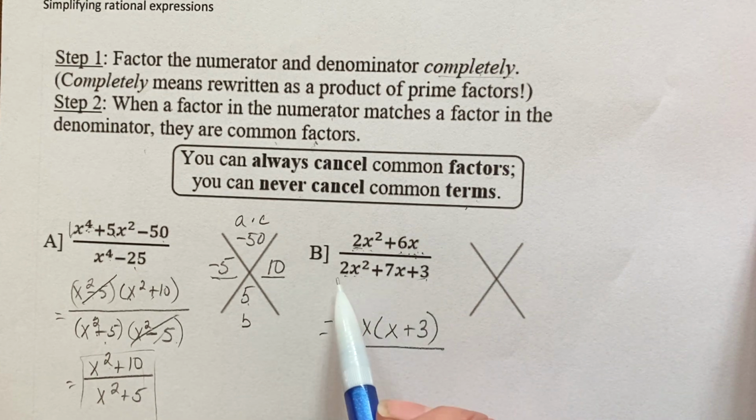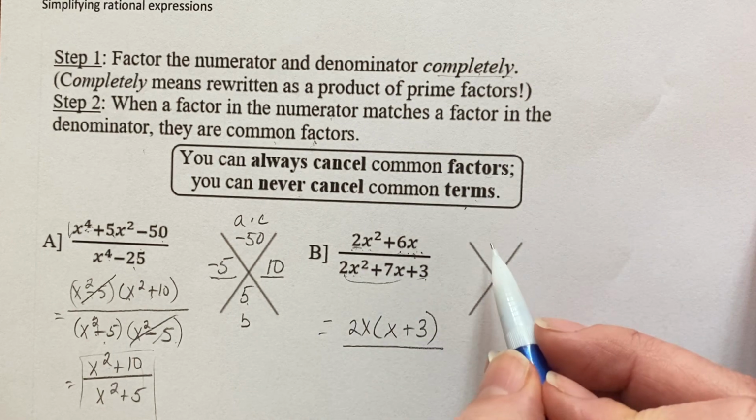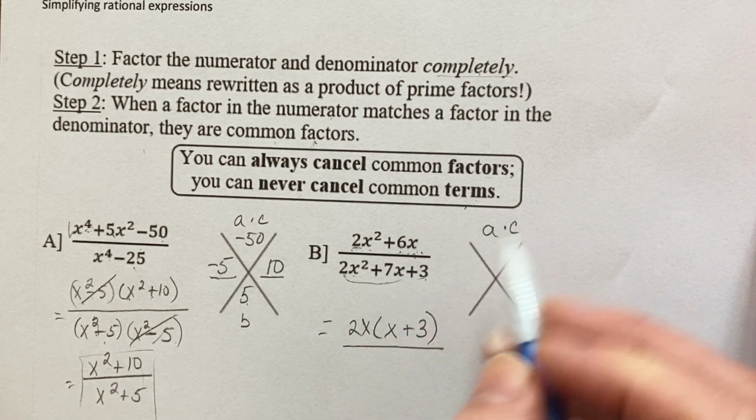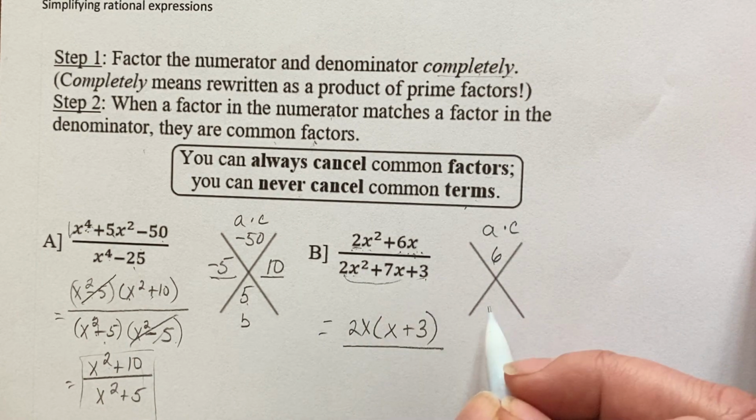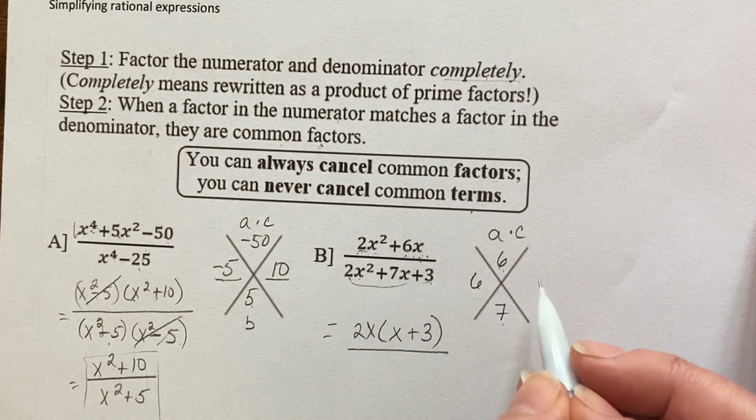Now in the denominator, when I look through, we don't have any common factors, but it is a trinomial. So again, we're going to do the same thing we did for part A. We're going to multiply AC. Put that on top of our x here. And my middle term goes on the bottom. And then two numbers that multiply to positive 6 and add to 7. And those two numbers are 6 and 1.